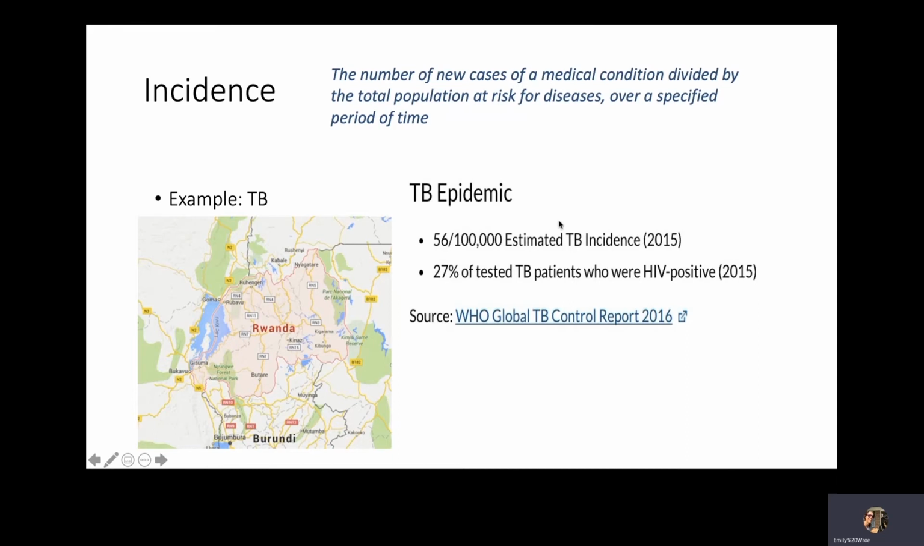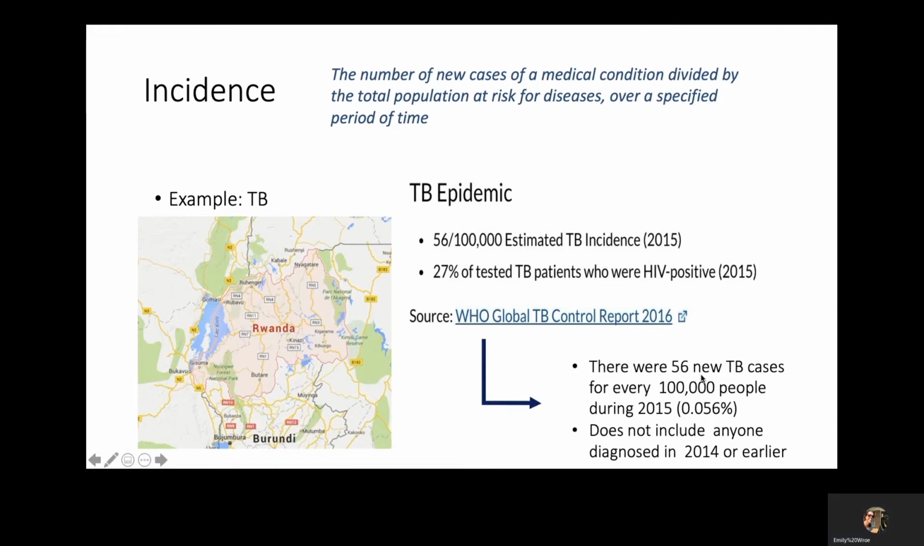Now, we have to know what this means for incidence, right? The denominator for incidence is the total population at risk, which in TB is everybody, right? So it's per 100,000 people living in Rwanda, 56 new cases of tuberculosis in 2015. So incidence is measuring new cases as they crop up in a society. That's different than prevalence, which I'm going to show you on the next slide.